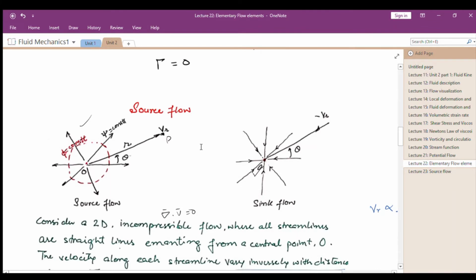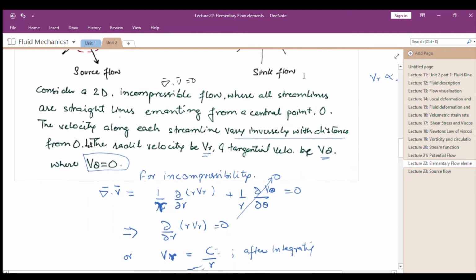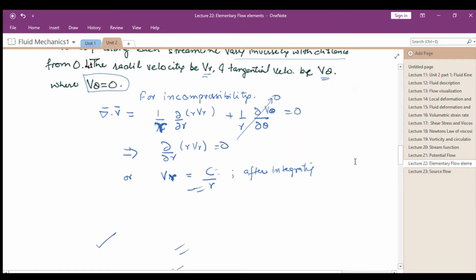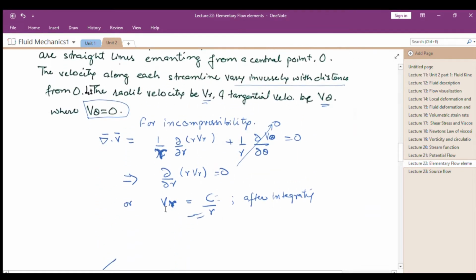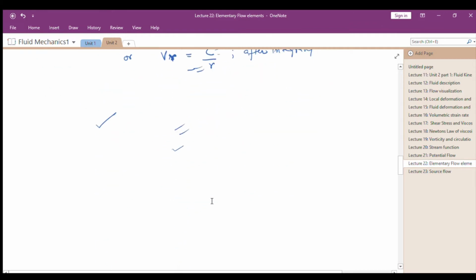The next building element, the elementary element of potential fluid flow theory, was our source flow or sink flow. There also we went the same way. We used the condition of incompressibility, and from there we got an idea about our radial velocity, and that radial velocity came out to be inversely proportional to the radial direction, and there was a constant c.